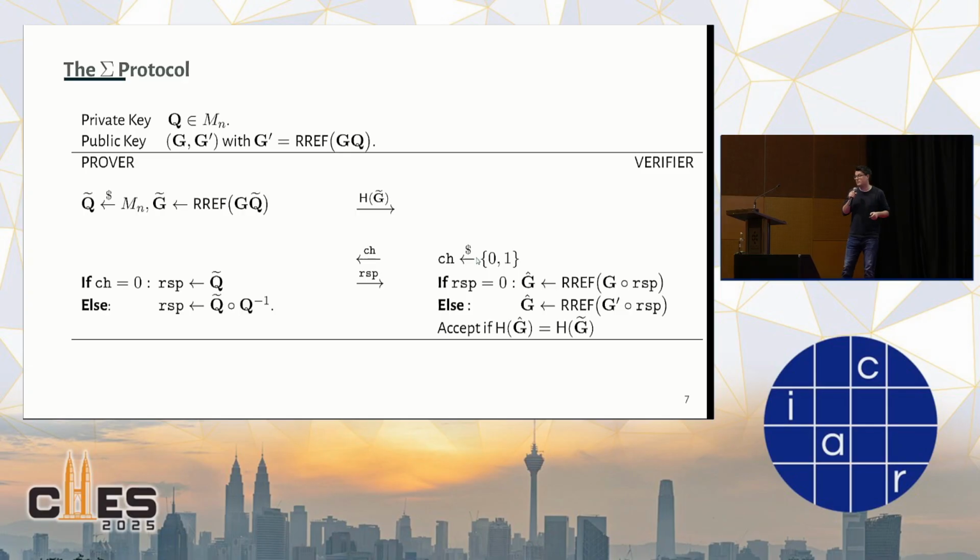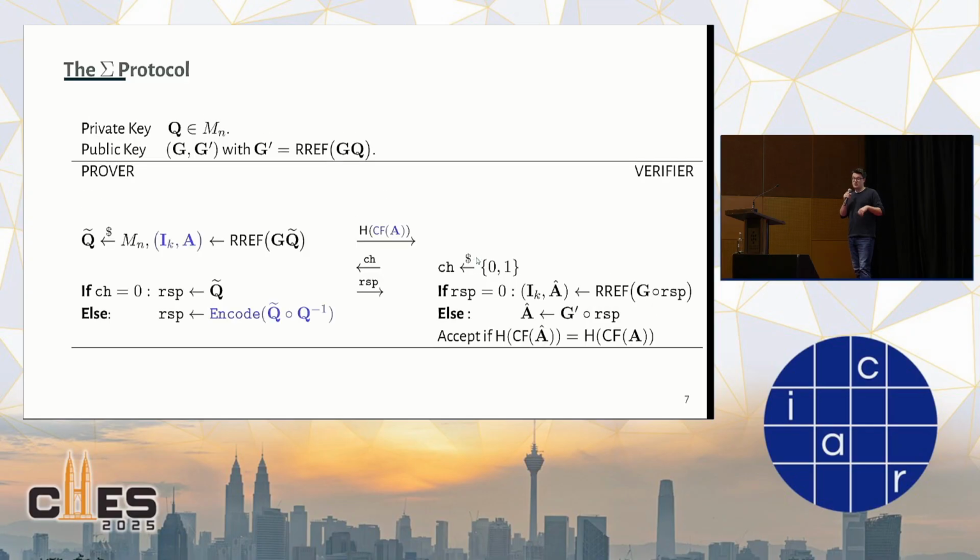You don't want to send matrices or don't want to use matrices in your signature. For this reason, it's far too big. And for this reason, in 2022, Xu, Persicetti, and Santini published a paper which changed the Sigma protocol slightly, introducing canonical forms. So what is a canonical form?